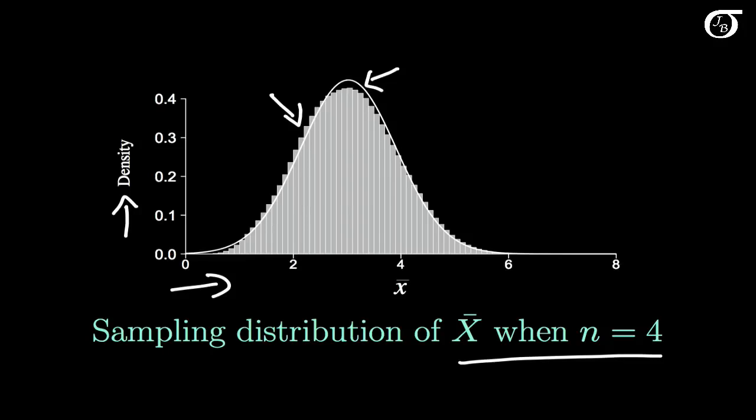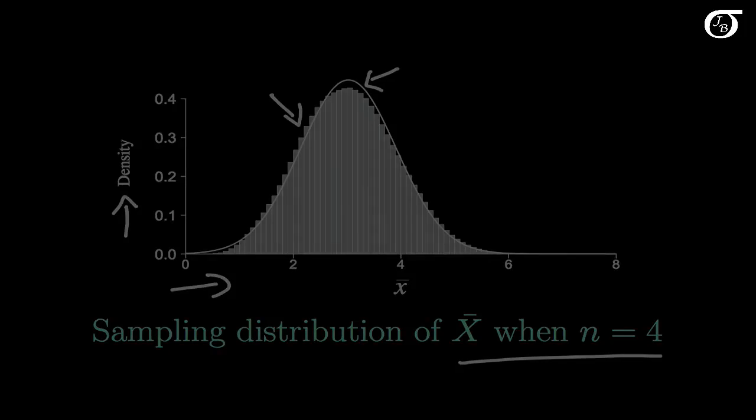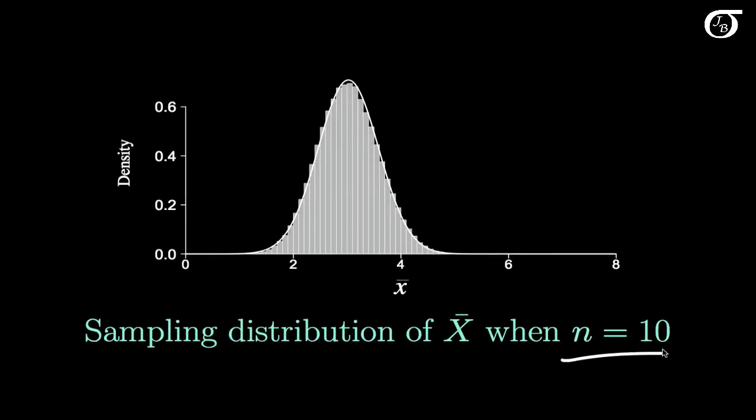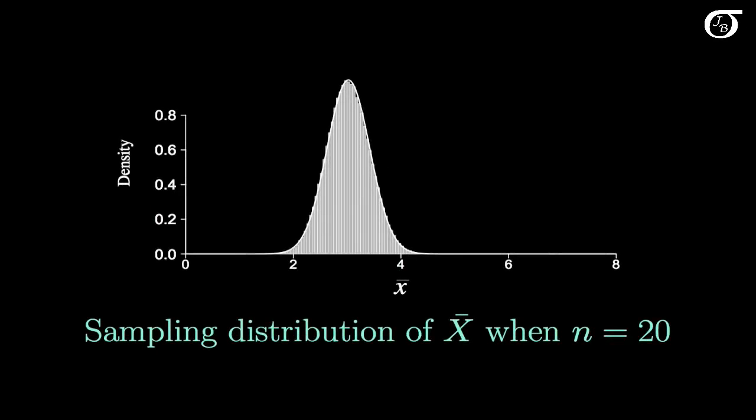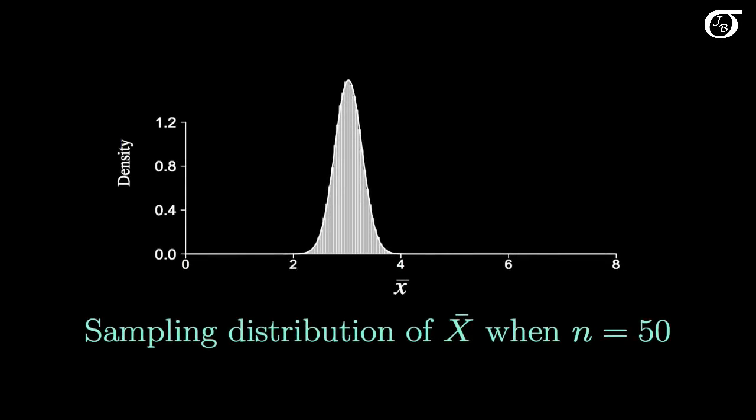And we can see here that the sampling distribution of x bar is actually quite close to normal. And we'll see that when we let the sample size increase, it's going to get closer and closer to that superimposed normal curve. Here, when n is 10, the sampling distribution of x bar looks quite normal. When n is 20, it's even closer to that normal curve. And when n is 50, it's looking very normal. The sampling distribution of x bar would get closer and closer to a normal distribution as the sample size increases.